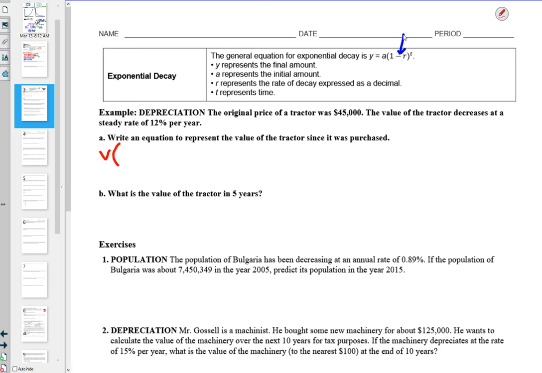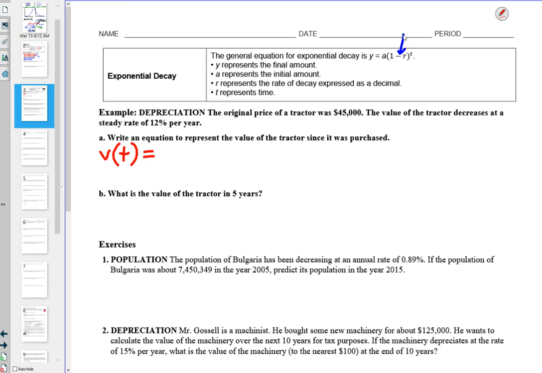What is the value of the tractor going to depend on? Time again. In this case, we're measuring value in dollars, but what are we measuring time in? Years. What did I tell you was the main difference between word problems and regular problems? Units, yeah. So those are the units here. There's two units: dollars and time. Time is being measured in years.